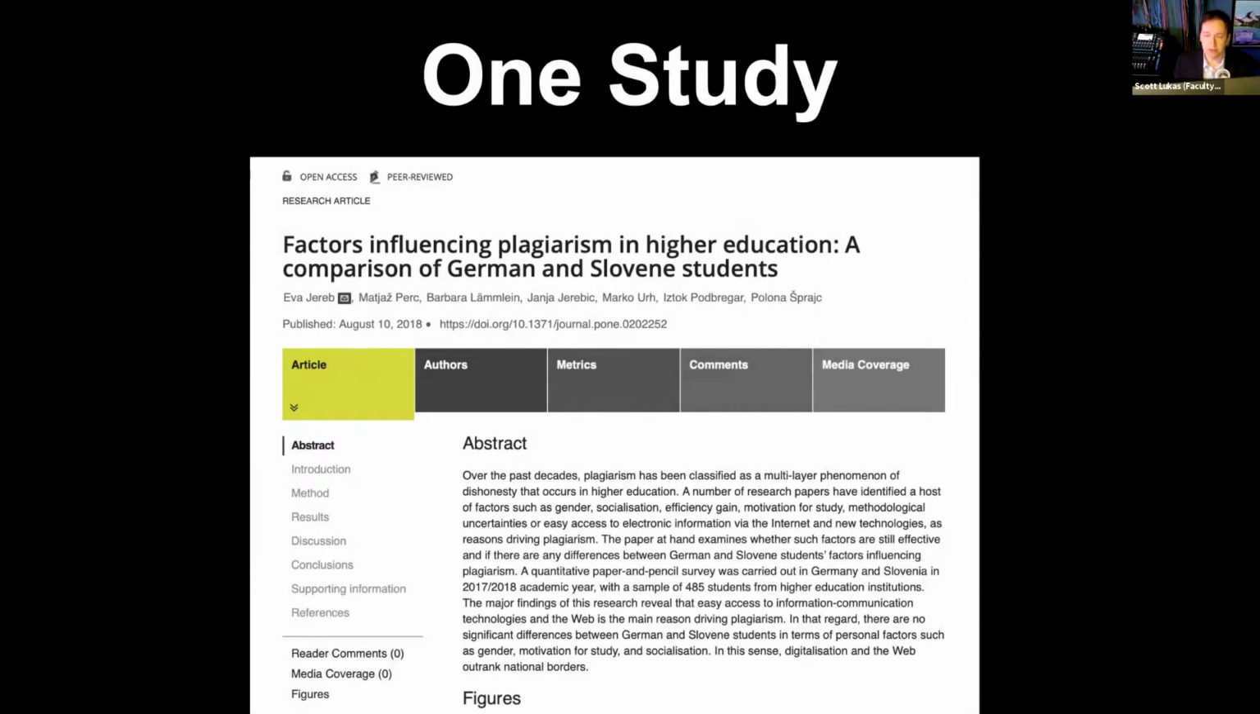I thought this was pretty interesting. The social scientist in me is always like, well, what can we learn from plagiarism? And this is actually a study of German and Slovene students.